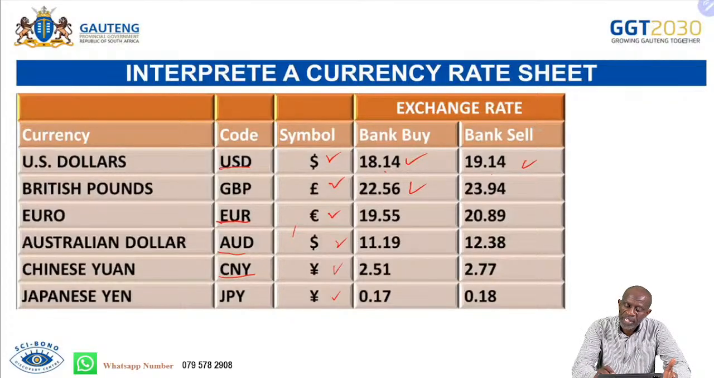So always, as you can see, the bank sells at a higher price and they buy at a cheaper price. In all these instances indicated here, you can see that the bank sells at a higher price and they buy at a cheaper price.